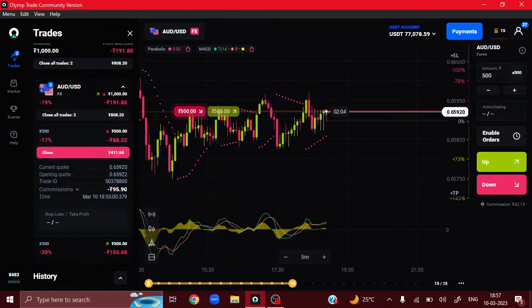Now we are waiting for the NFP data release, guys. That is why I am telling you, do not invest more than 10%. In just 2 more minutes, the data will be released, and most likely we will be seeing a sharp movement in either the upward or the downward direction. Let's hope for the best.